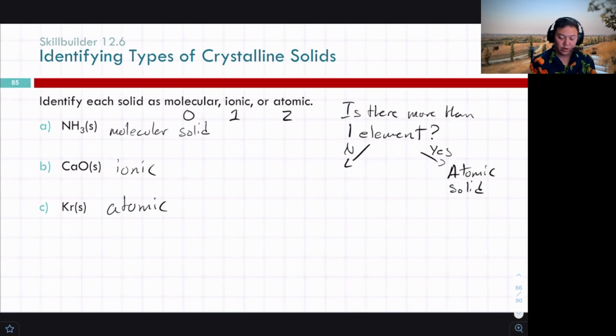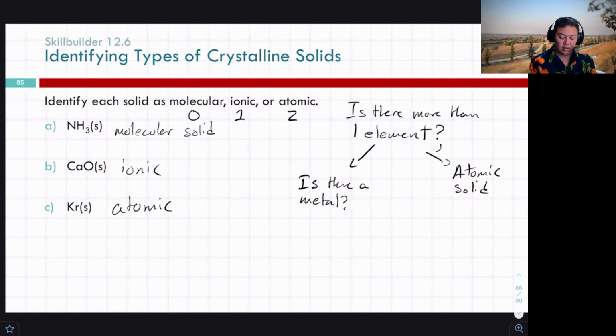If the answer is no, that doesn't answer our question yet, but it leads us to another question. Oh, I do have that backwards. You're right, sorry. Is there more than one type of element? If there's not more than one type of element, then it's an atomic solid.